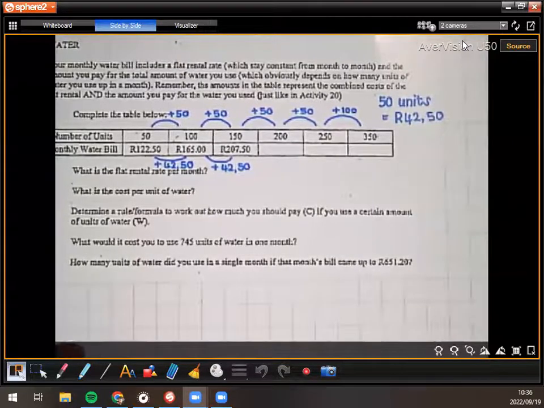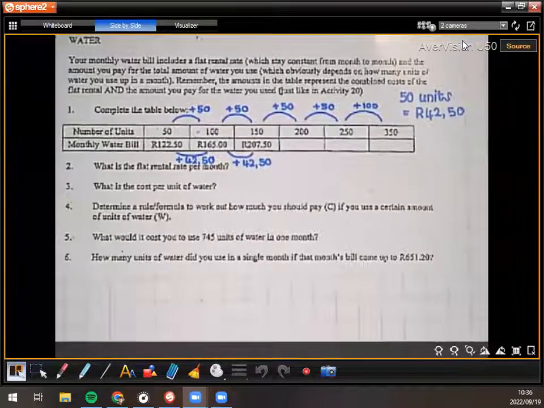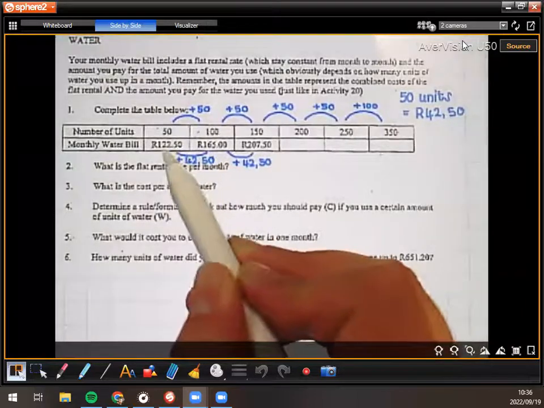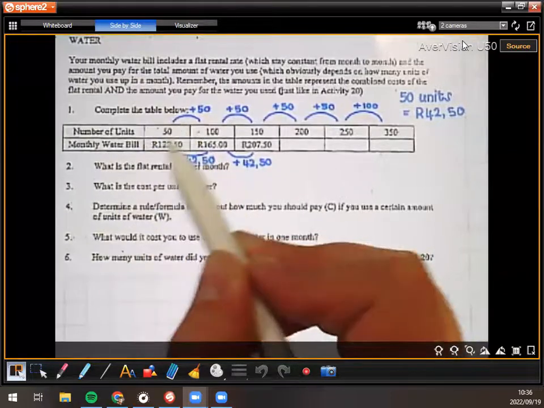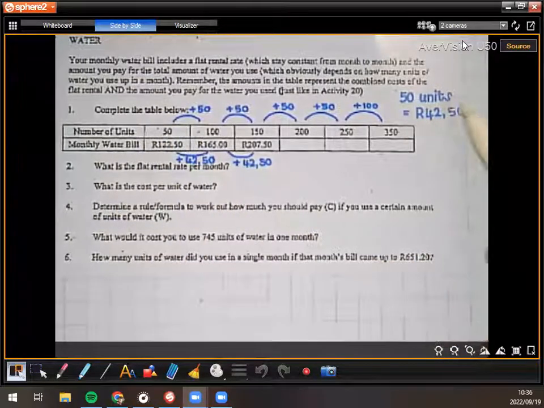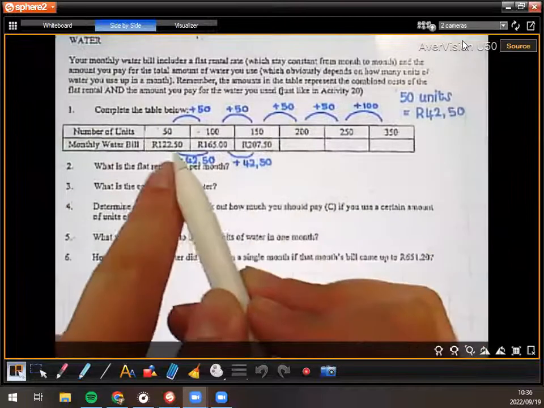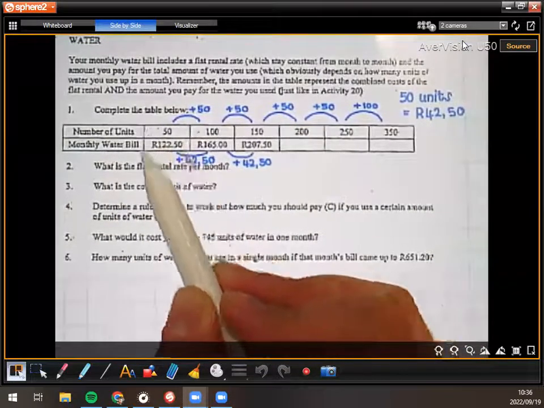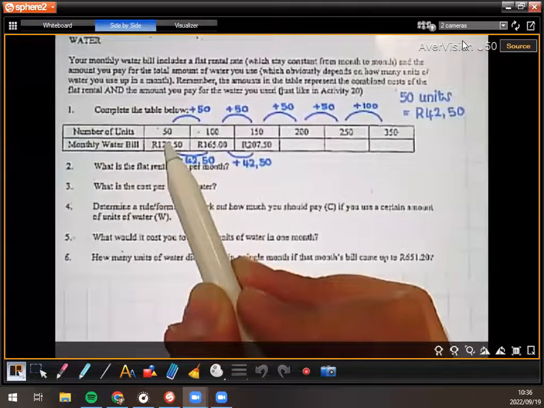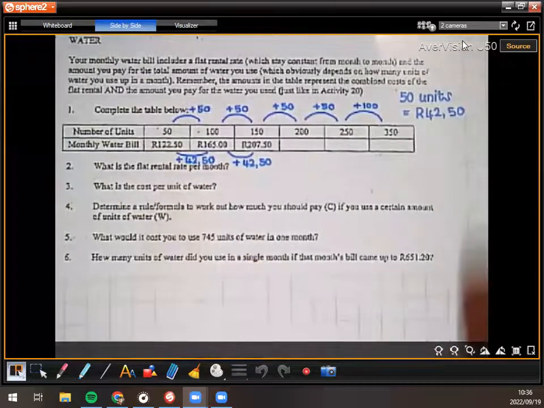The first question here, what is the flat rental rate per month? So guys, that is the amount that you pay even if you're using 0 units. So how am I going to calculate what that is? What do you guys think? Yes. Would you go 122.50 minus 42.50? Yes, so it's almost like we're working backwards, right? Guys, how much does 50 units cost? 42 rand 50. So we need to figure out how much I would have to pay for 0 units. That's the flat rate. So I need to say this amount, 122.50 minus 42 rand 50.